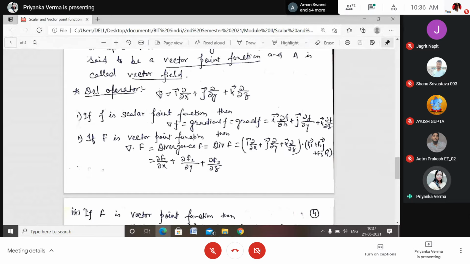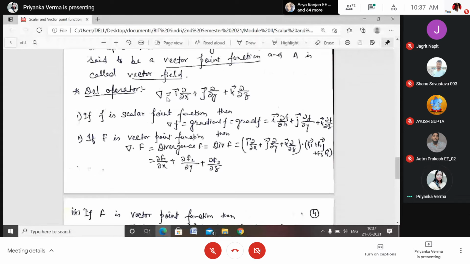अभी जो भी काम करोगे, जो भी चीजें करोगे, सब ये del operator के ही आसपास घूमेगा. चाहे आप gradient निकाल रहे हो, divergence निकाल रहे हो, curl निकाल रहे हो, Stokes theorem solve कर रहे हो, Green's theorem solve कर रहे हो, सारी चीजों में आपको ये ही del operator use करना है. Okay? So this del operator is applied on scalar function as well as vector function. इसे हम दोनों में यूज करते हैं, स्केलर में भी, वेक्टर में भी.